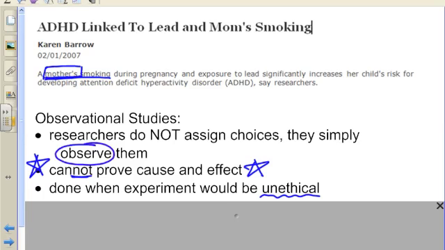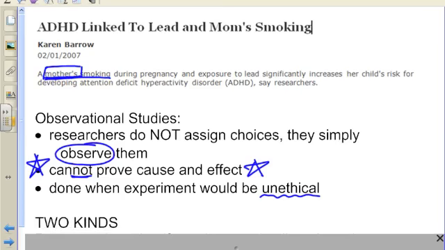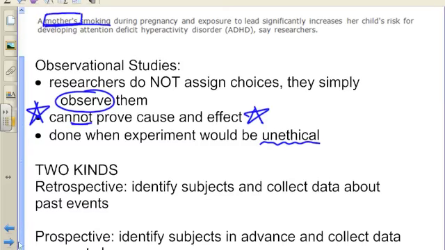There are actually two different kinds of observational studies, so I'm going to define those for you. The first is called retrospective. That's when we identify subjects and we collect information about their past, so what's already happened. I remember this one because retro reminds me of those things that are cool now, but they're really old. And the second is prospective, pro, like looking forward. We identify subjects in advance, so I've picked out my people, and I'm collecting data about what's happening right now. So if I get them involved in some sort of study right now.